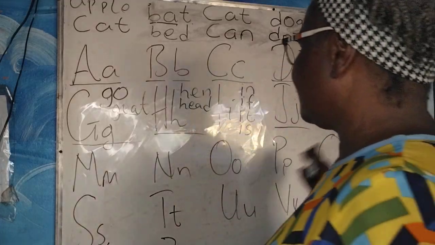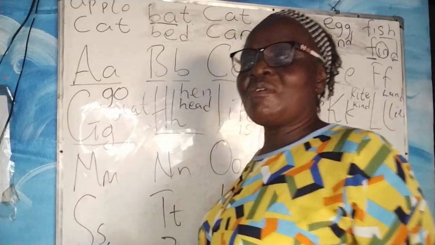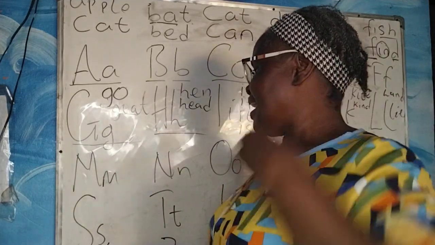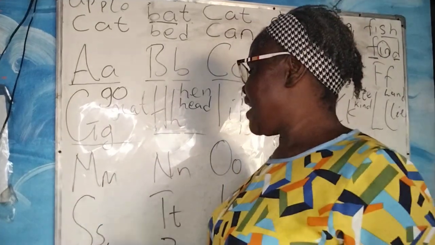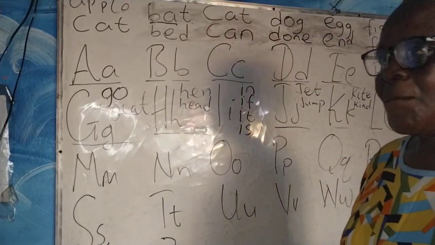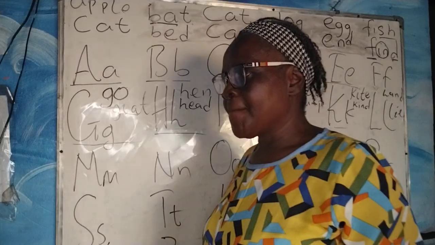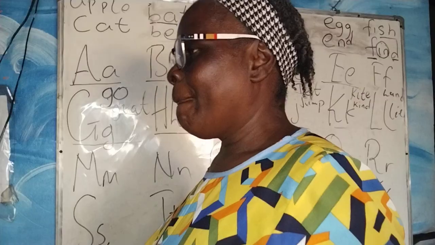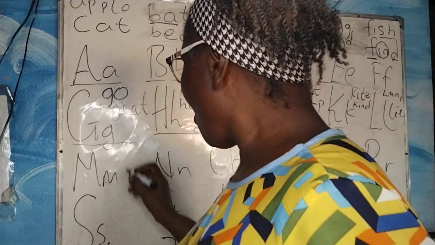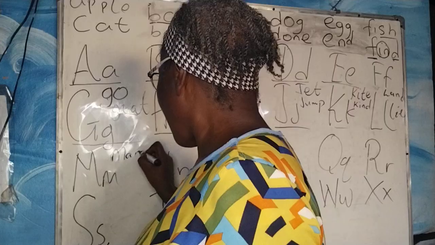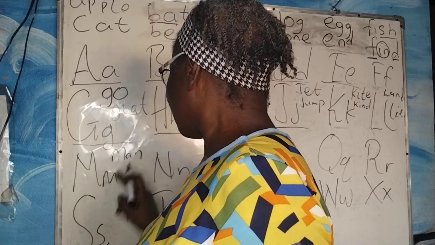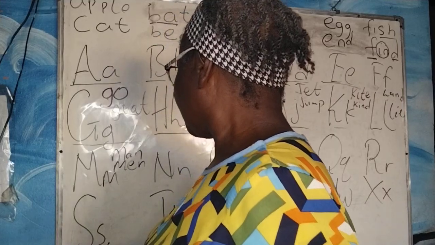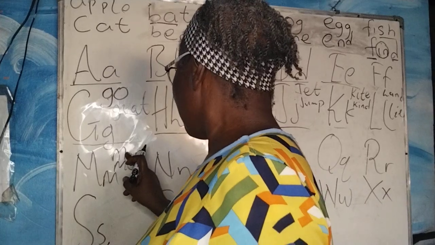Look at another letter, letter M. What's the sound of letter M? Letter M sounds for man. An, man, en, man, man. You see it?